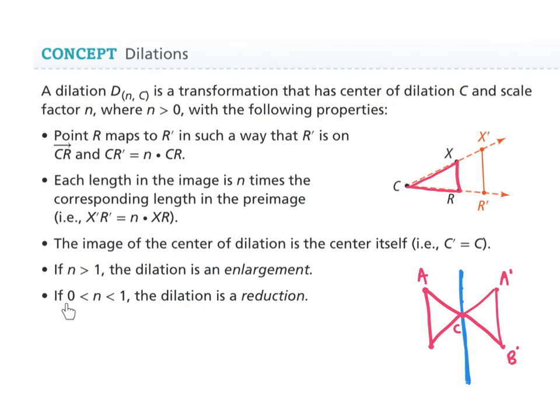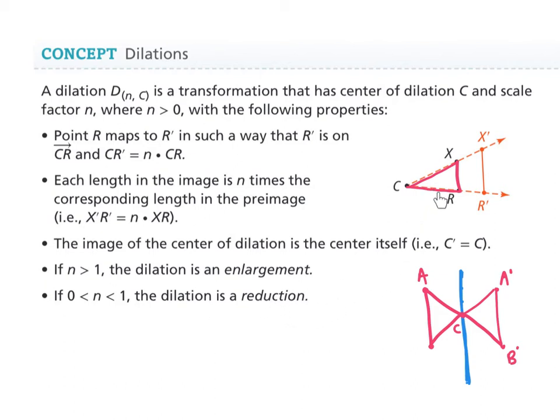Now the scale factor has to be bigger than 0. We don't have negative scale factors, but if it's between 0 and 1, like 0.5, 0.75, maybe a fraction like 2/3, then what happens is we end up with a reduction. So the thing would get smaller, right?